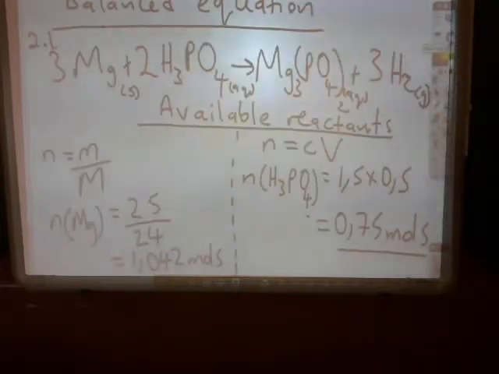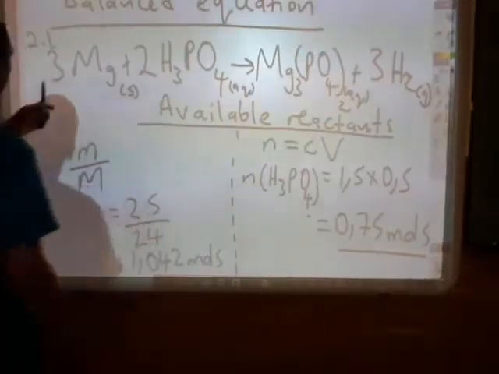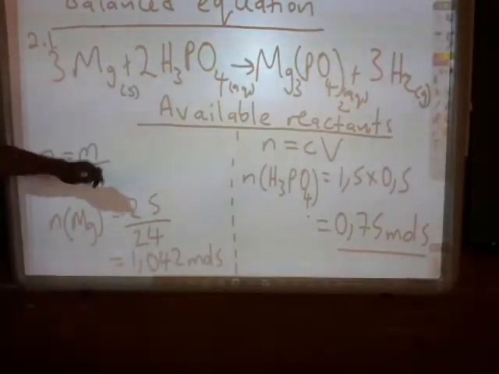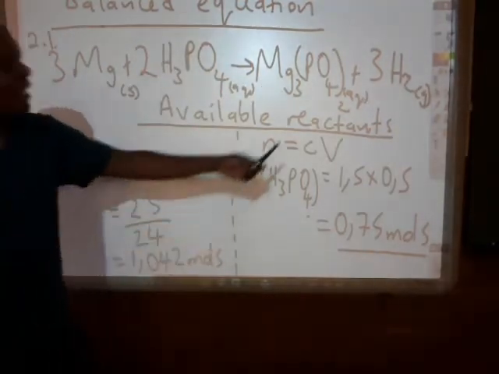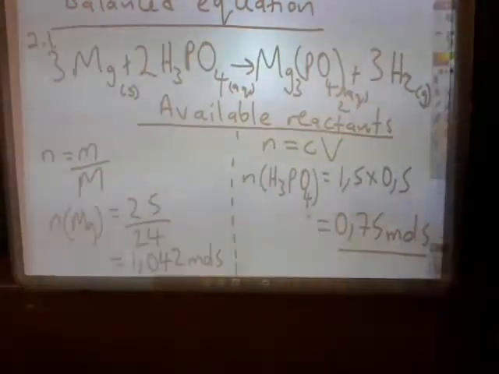The first thing that we must do is to write down a balanced equation for the reaction between magnesium and phosphoric acid. Generally, on most questions that you do, you are given a balanced equation, but I've already done that for you, so that takes care of that part. We can see from the balanced equation that 3 moles of magnesium reacts with 2 moles of phosphoric acid to form 1 mole of magnesium phosphate and 3 moles of hydrogen.